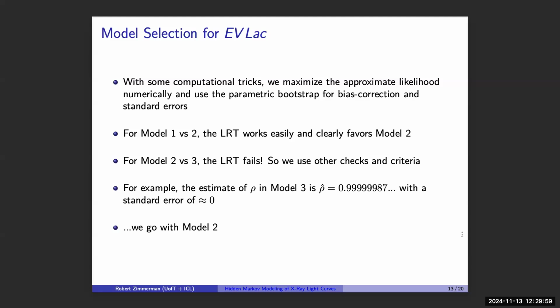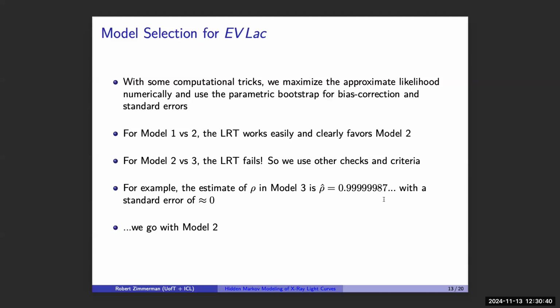The LRT for choosing between model 1 and model 2 works very easily, and we reject the null hypothesis that model 1 suffices very strongly, with a very, very small p-value. But for model 2 versus model 3, the LRT actually fails. The LRT statistic is quite difficult to compute, mainly because that parameter rho, which shows up in model 3 and takes values between -1 and 1, is estimated at 0.9999987, which is very close to 1.